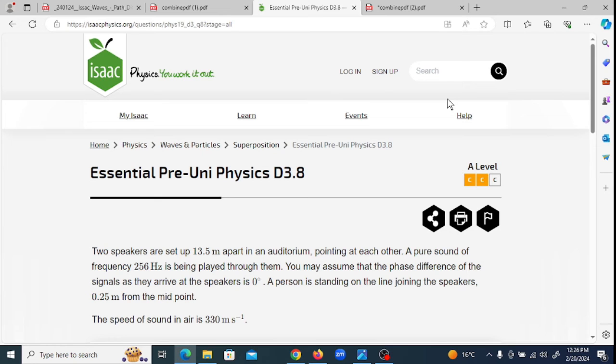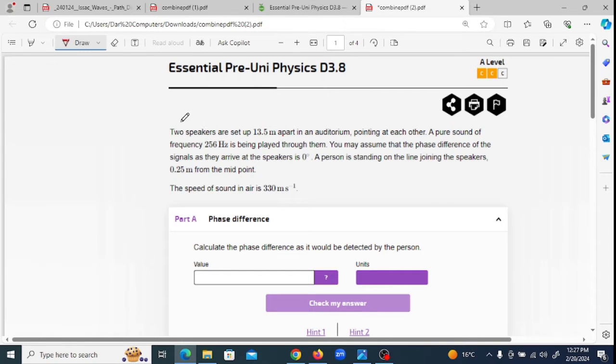Going to solve another Isaac pre-uni physics. This is D3.8. So first I read the question, then I will explain how to solve this one. So let's go.